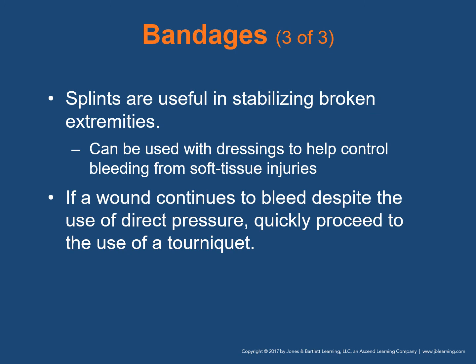And then finally, splints can also be good bandages, securing and stabilizing broken extremities. But again, if it's an open wound, you're going to put a dressing over top of the injury and then apply the splint, not just put a splint on. If the dressing doesn't prevent the bleeding from continuing, then you're going to move on, of course, to your pressure dressings and your tourniquets as well.